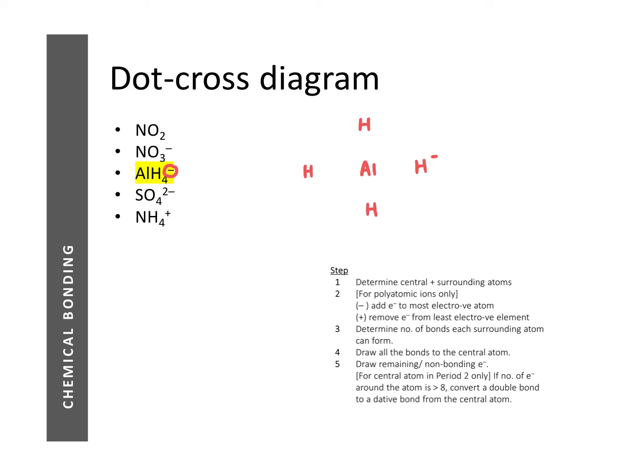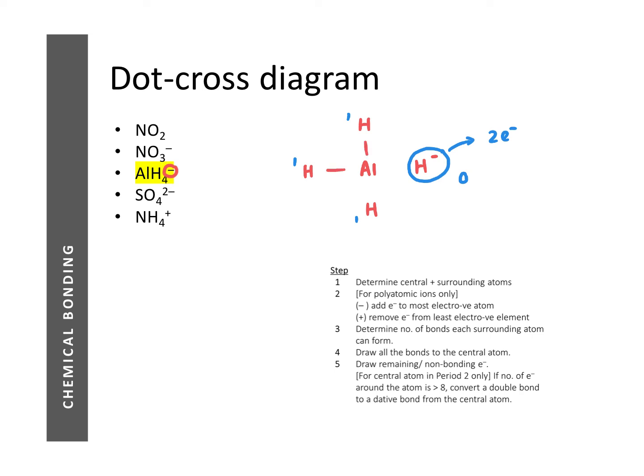Step number 3, we need to determine the number of bonds each surrounding atom can form. So each hydrogen can actually form 1 bond to the central atom. However, there is a hydrogen atom that has already taken in 1 electron. So the number of valence electrons around this hydrogen is 2, and it already has a fully filled valence shell. So this hydrogen can actually form 0 bonds to the central atom. Step number 4, we need to draw all the bonds to the central atom.